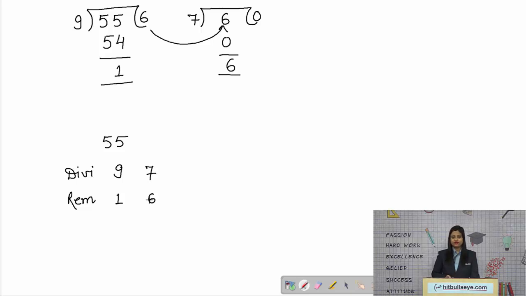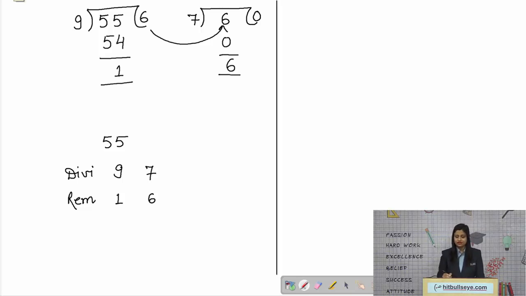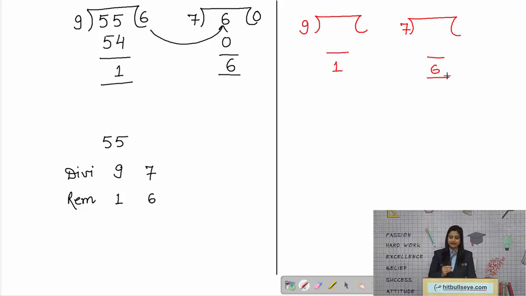Now we took 55 and we got remainders. But what if the process is reversed? The reverse question is asked. We'll apply the same criteria. Our question says, find a number which when divided by 9 and 7 gives remainder 1 and 6 respectively. So let us take the quotient to be k. As we know that dividend is equal to divisor into quotient plus remainder, this number can be written as 7k plus 6.